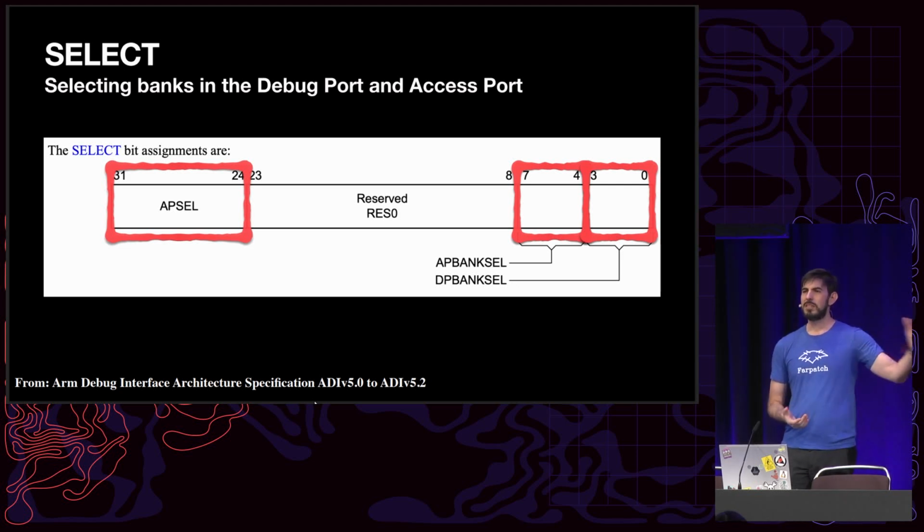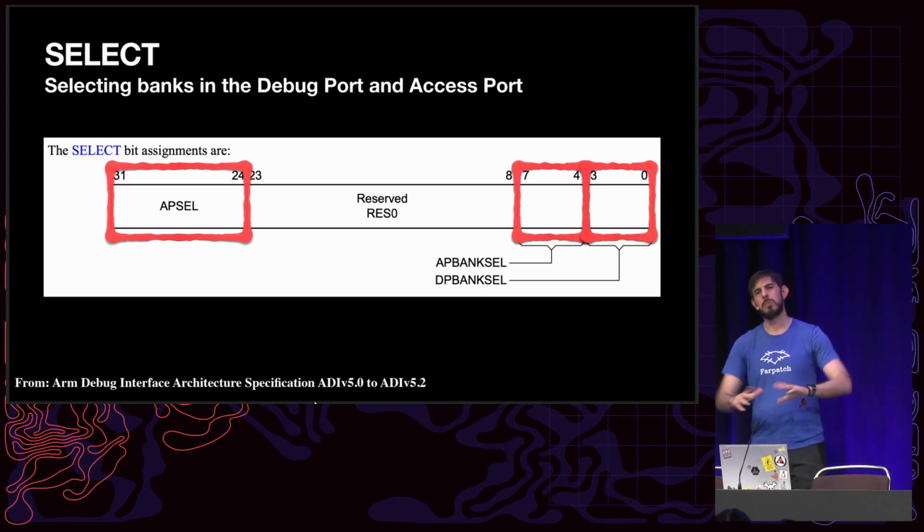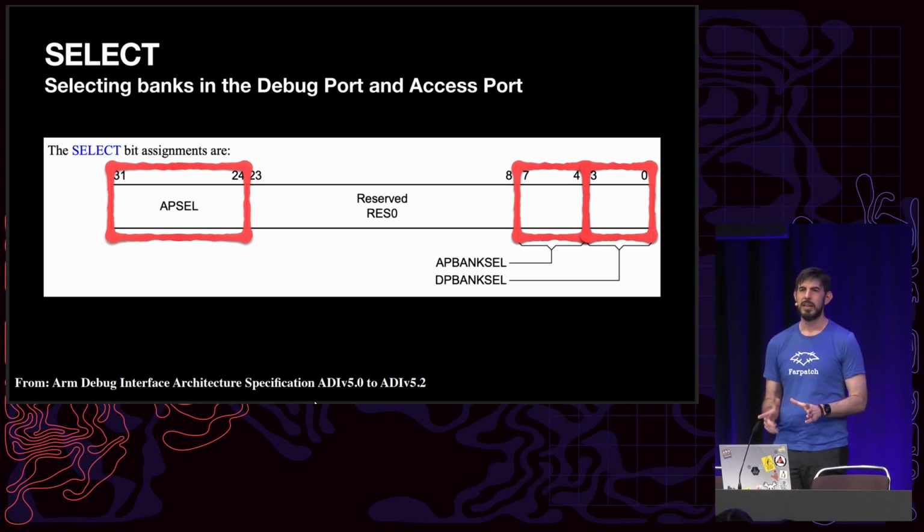Then there is AP cell here on the far side. This is how the ADIv5 protocol does multi-drop. It may be that you have multiple CPU cores in here, and by setting a different AP cell, you'll talk to a different one of those cores. But then there's this AP bank cell, and I could say that that sets the access port bank, but that doesn't really tell you much, does it?